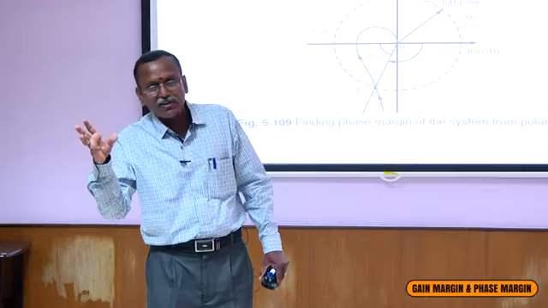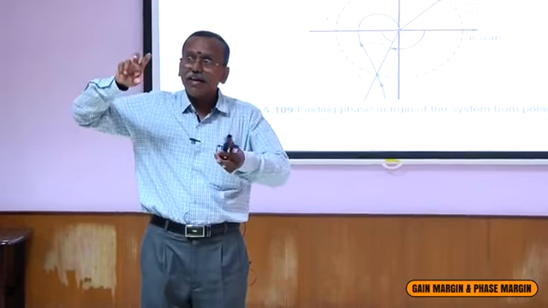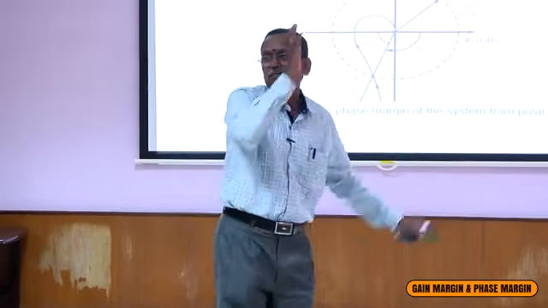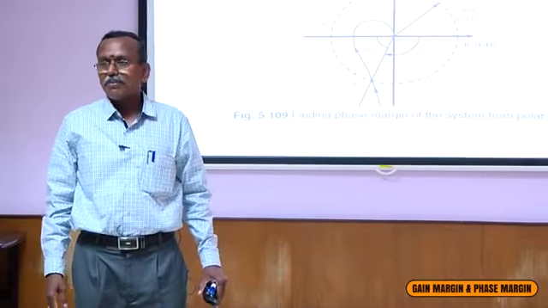So while designing the controller, how much margin should you provide so that if any undue change happens, it should not drive the system to an unstable state? That's why we have to put in a margin. That is called gain margin and phase margin.